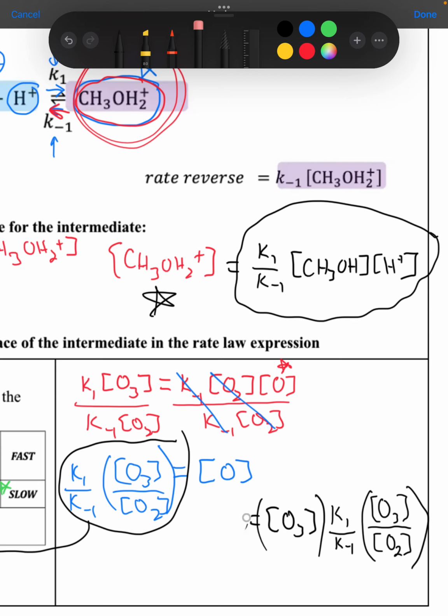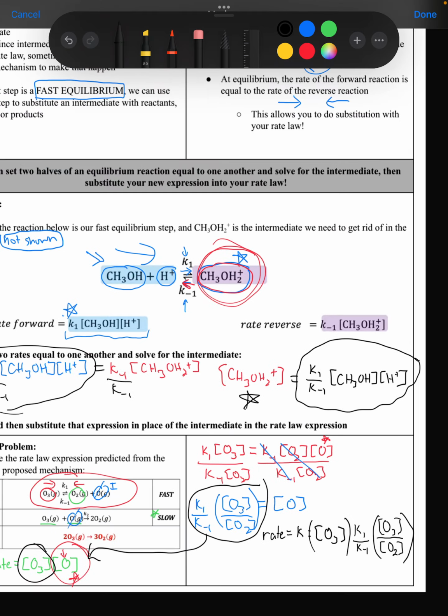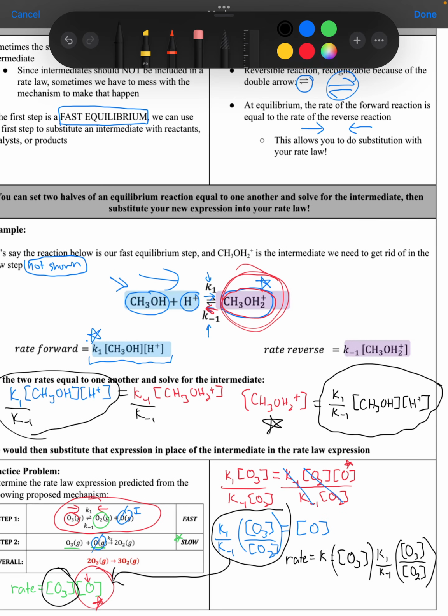Oops, over here I forgot to include the first K. All right, so now we have an overall complex expression, so let's just talk about where those parts came from so nobody gets lost. This first part here, our rate equals K times O3, came from our original slow step rate law. And then this second part over here came from that substitution that we did.